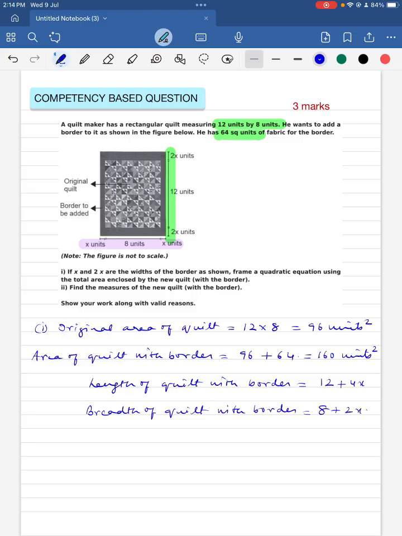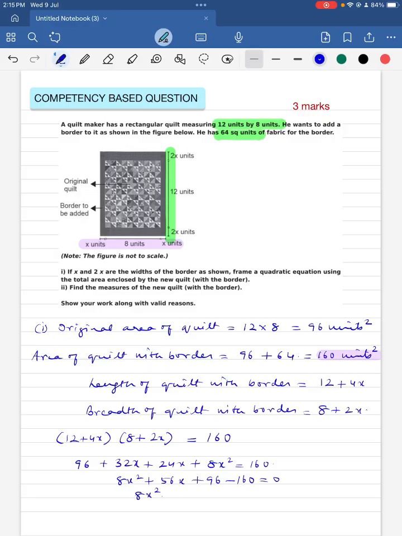Now I can find the area of the quilt using the length and breadth with border, which gives me 12 plus 4x, that is length, times breadth, that is 8 plus 2x. And I know this area we already found out is equal to 160 units square. So I can equate this to 160. So let me open this up now. 96 plus 32x plus 24x plus 8x squared now becomes equal to 160, or 8x squared plus 56x plus 96 minus 160 is equal to 0, or 8x squared plus 56x minus 64 equal to 0.